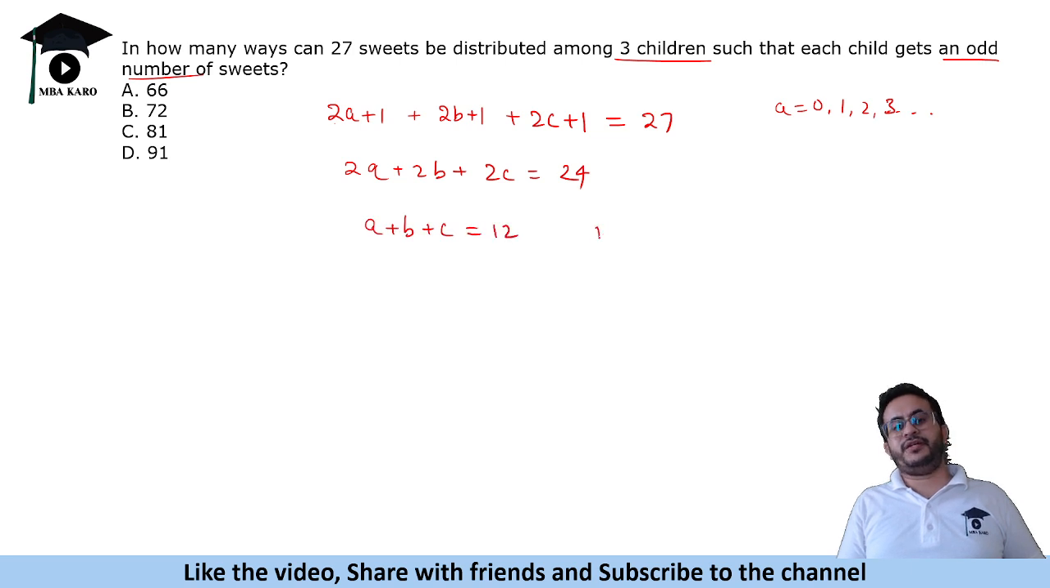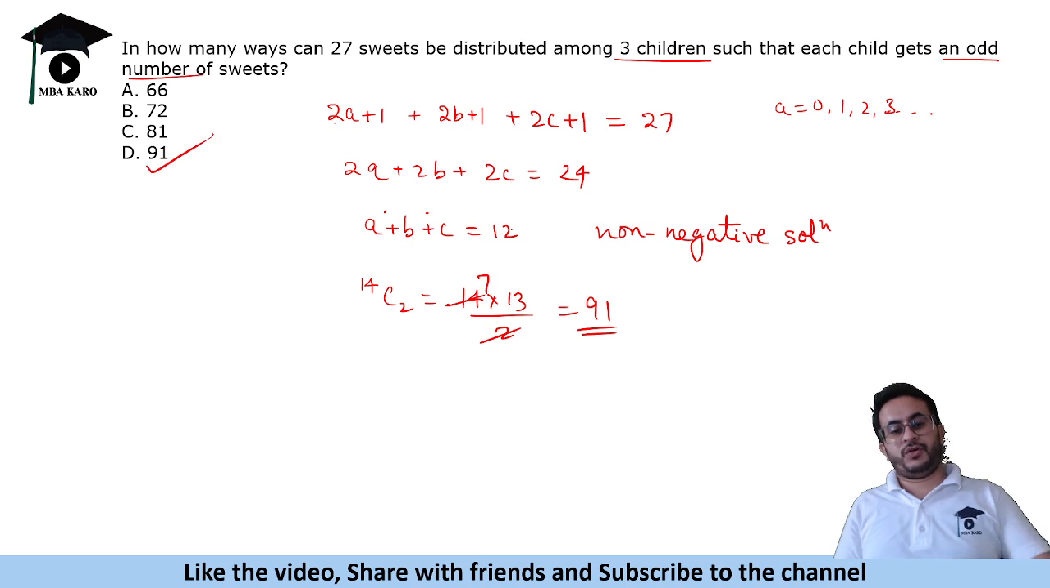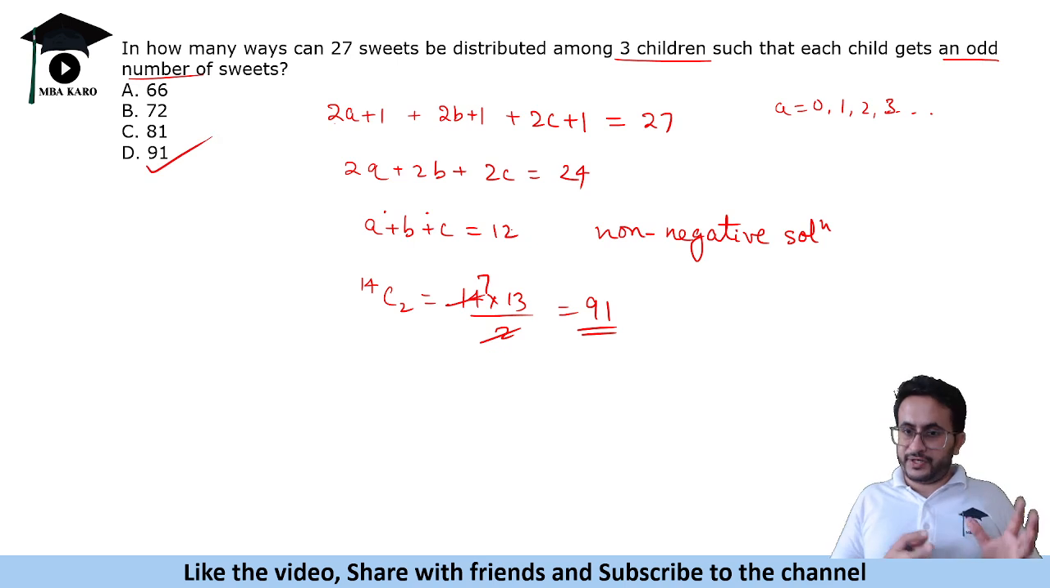And what we need to find? Non-negative solutions. Non-negative solution is, see, we have 2 partitions here, so we will put 12 plus 2, C2. So 14 C2, that is 14 into 13 by 2, 7 into 13, we have 91 ways of distribution. I hope you got how to find non-negative solutions and positive integer solutions.